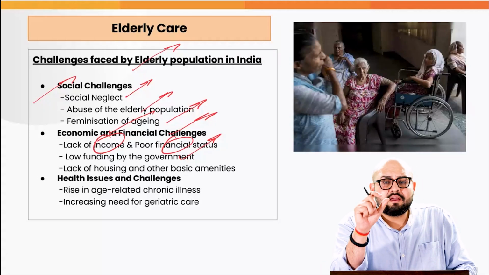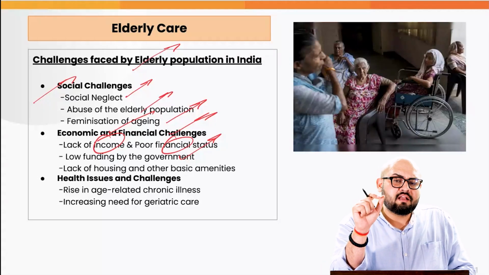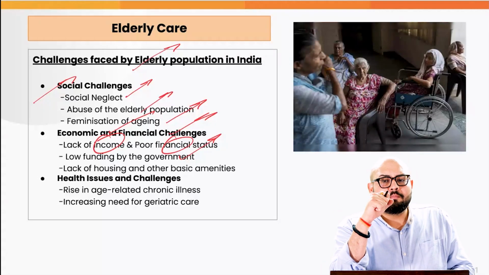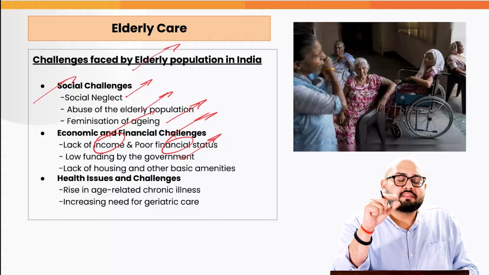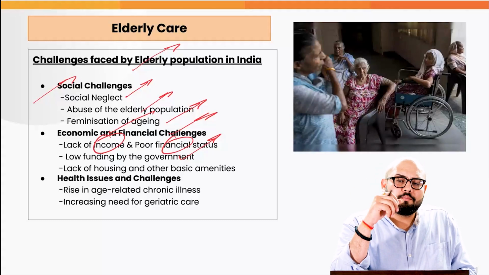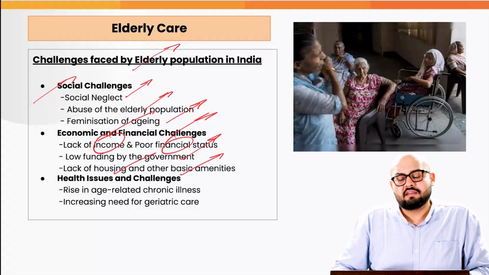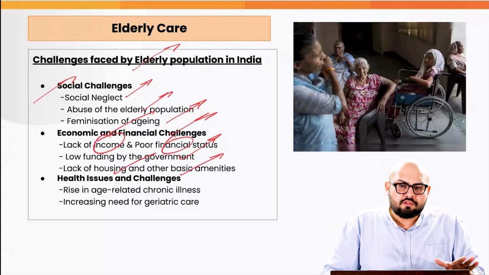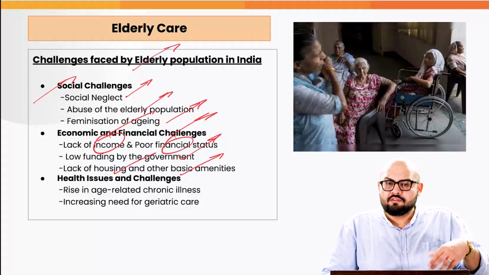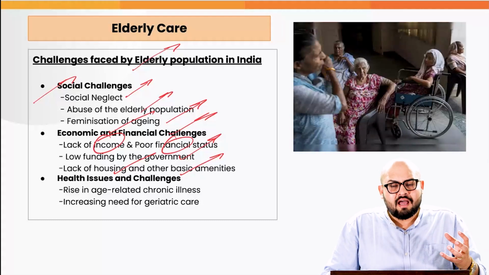Now, if you compare the amount of money which the government is spending on pensions for the elderly population, it is quite low when compared with that of developed countries, be it in Europe or the United States. Next is lack of housing and other basic amenities. What we see is that most of these elderly people are dependent on their children or their relatives. They don't have their own houses.